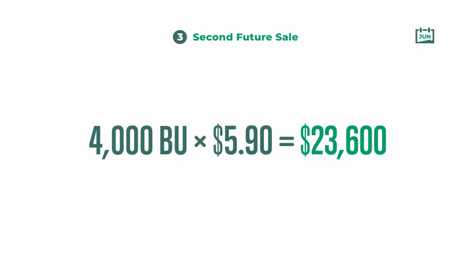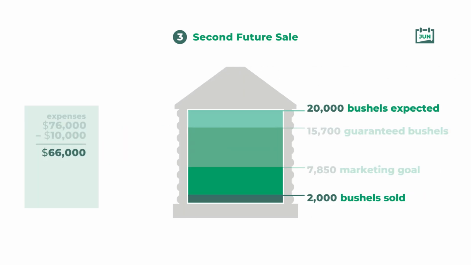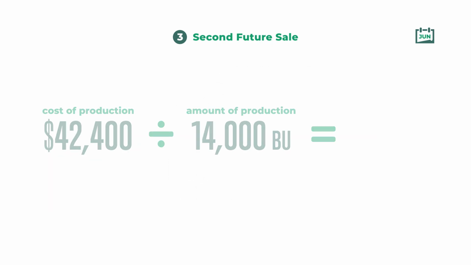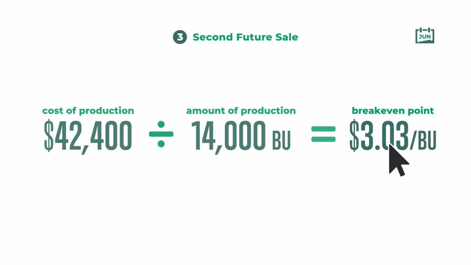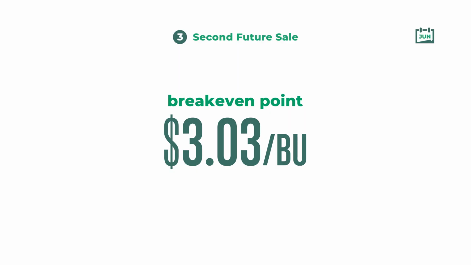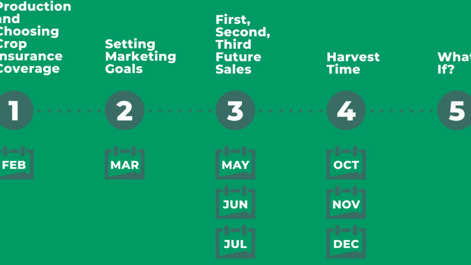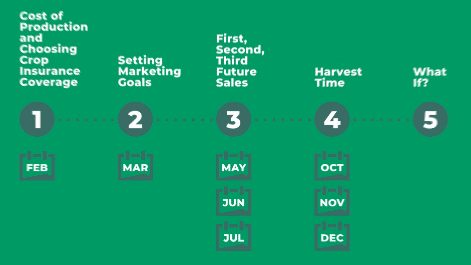$23,600 from the sale. By subtracting your second future sale from total costs, you're left with $42,400 in remaining expenses to cover and 14,000 bushels to sell at an updated break-even point of $3.03. Throughout the summer months, your crop continues to develop, and you are feeling good about the yield potential. But even if the crop had challenges, you are selling against your insurance guarantee, so you're still protected.